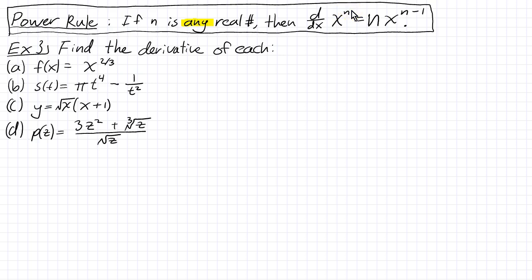What it's really hard to prove is, like, what if you have x to the pi? Like an irrational number there for the n. So yeah, it turns out that the derivative of x to the power pi is pi times x to the power pi minus 1, which is weird, but it works.